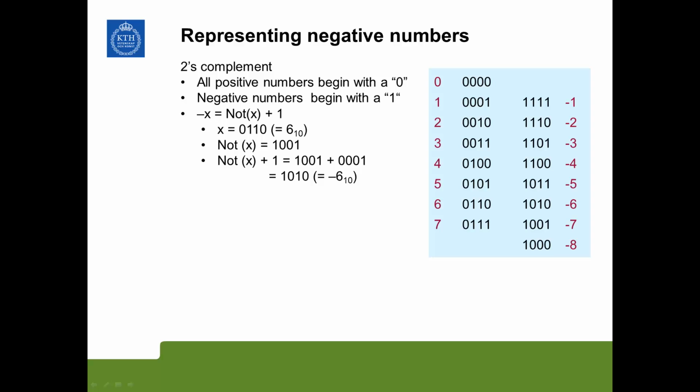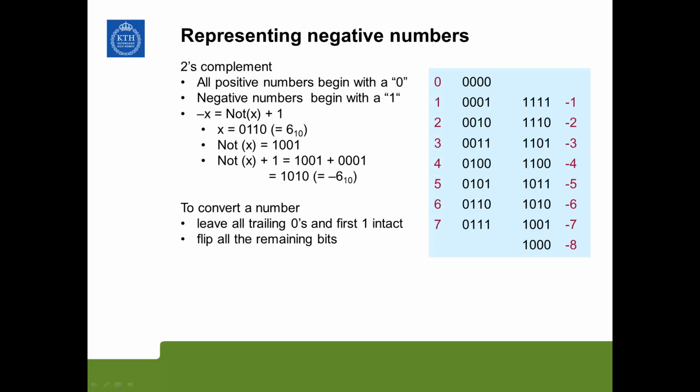Here's an example. X is 0, 1, 1, 0, which corresponds to 6 in decimal numbers. We invert the bits in x to get 1, 0, 0, 1. Now we have to add 1 to that number, so we get not x plus 1, which is 1, 0, 0, 1, plus 0, 0, 0, 1. If we add them, we get 1, 0, 1, 0. So we see here we started with 6, and we ended up with minus x, so this is correct. This definition is important to remember when we look at the ALU later on.